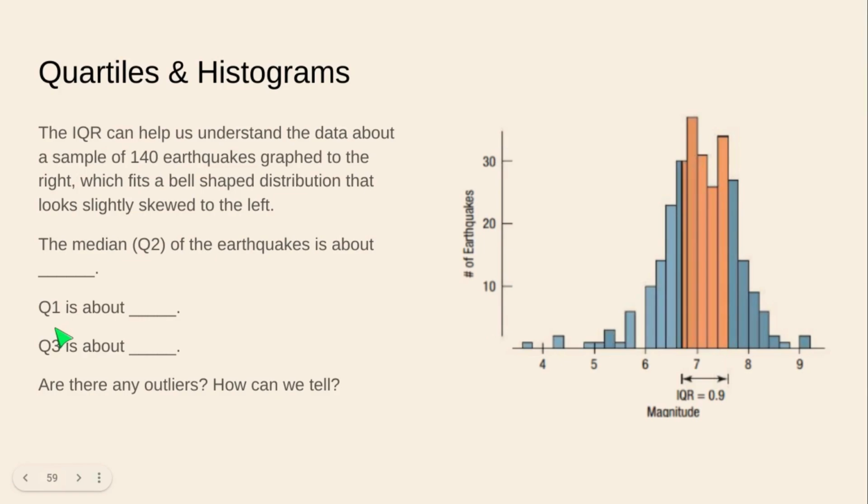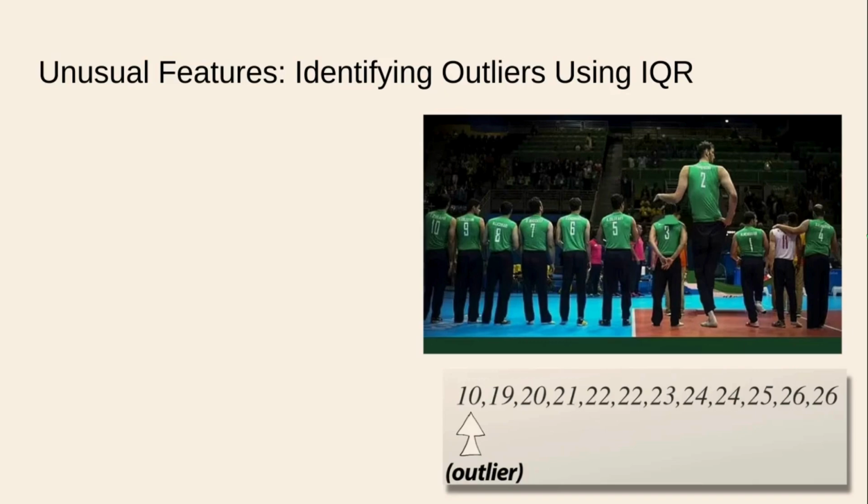Q1 is about what? Well, we look at this bar right here. If this is 7 and we're counting by 0.2s, this is 6.8, 6.6, so it would be 6.7 right in between. And then we have 7.6 up here for Q3. Are there any outliers? This is kind of a trick question. How can we tell? Well, we're going to talk about that in just a moment.